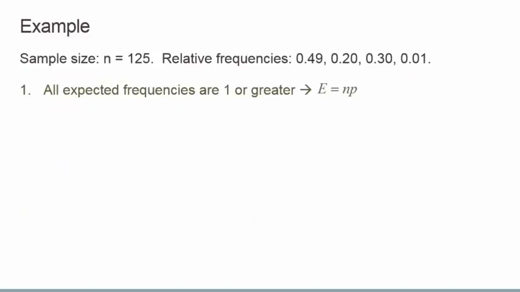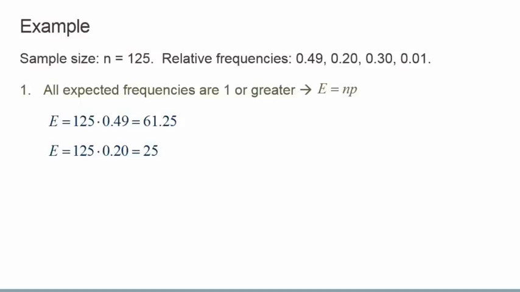Starting with step 1, all expected frequencies are 1 or greater. We want to use the formula E equals N times P. So I start with my relative frequency of 0.49. E equals 125 times 0.49, and that's 61.25, which is 1 or greater. My next relative frequency is 0.2. E equals 125 times 0.2, which equals 25, which is also 1 or greater.